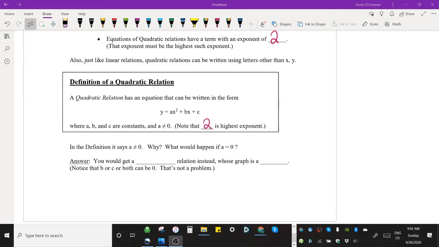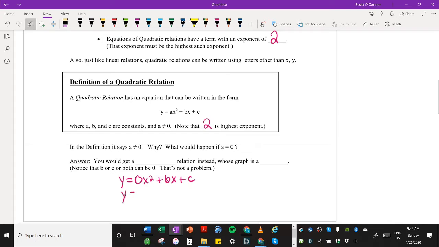In the definition it says a cannot equal 0, and why not? What would happen if a equals 0? Well, let's see what would happen by substituting in 0 for a and see what we end up getting. If I do 0 times x squared, I end up getting 0, and so I wouldn't have to write anything there, and I would get y equals bx plus c. Does that look familiar at all? It should. It really looks like y equals mx plus b.